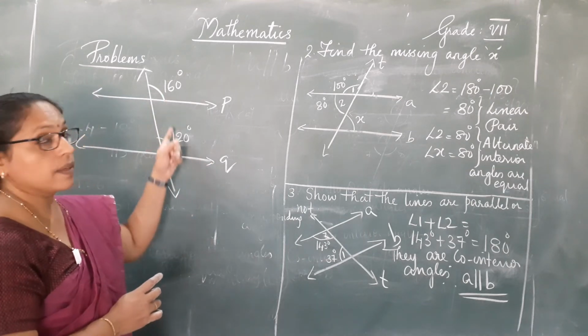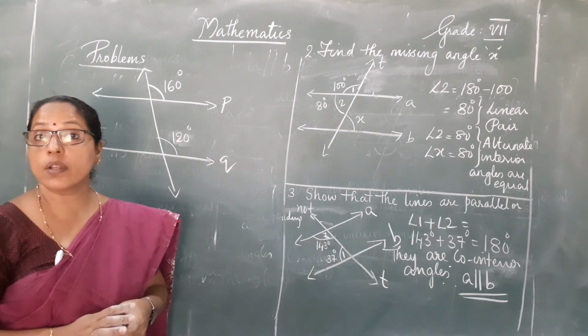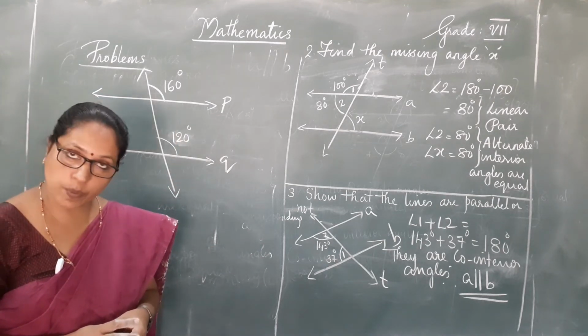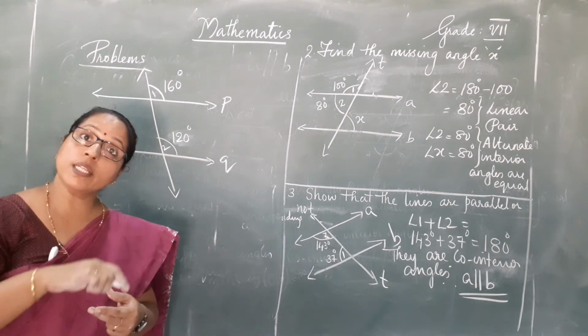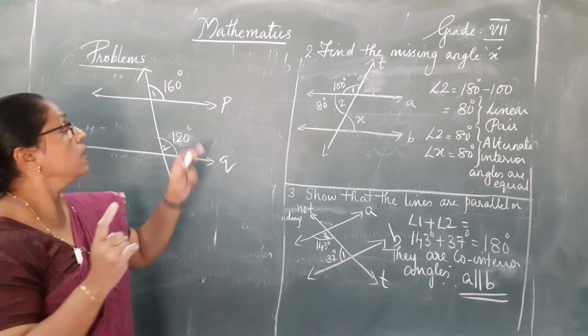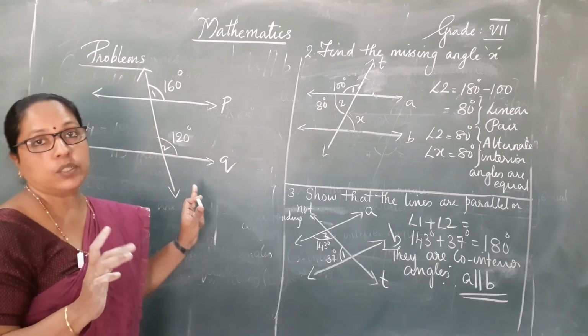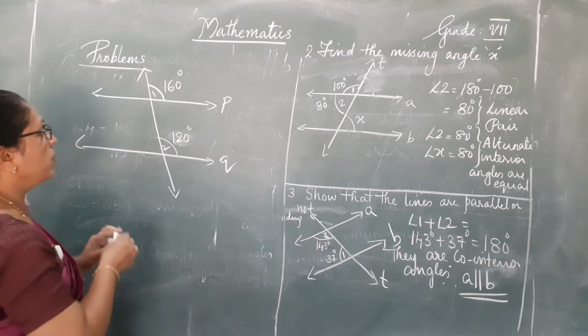Look at the angles given. They are in the same position. Same position angles are known as corresponding angles. So angle 1, angle 2. And how should the corresponding angles be? Yes, they should be equal. So are they equal? No. So what you can say? Are they parallel? No.